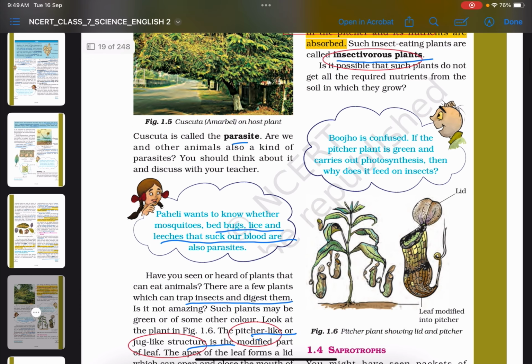Such insect-eating plants are called insectivorous plants. It is possible that such plants do not get all the required nutrients from the soil in which they grow. Buzo is confused. If the pitcher plant is green and carries out photosynthesis, then why does it feed on insects?